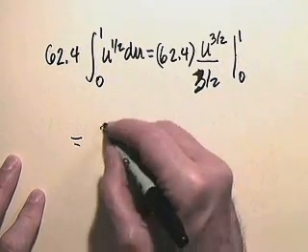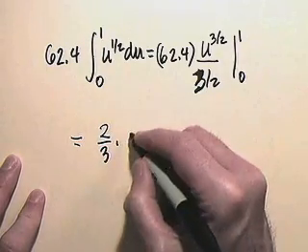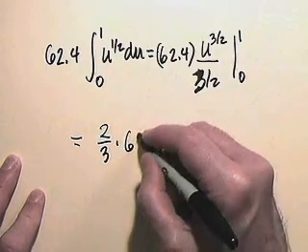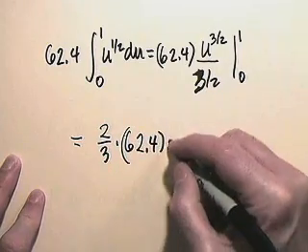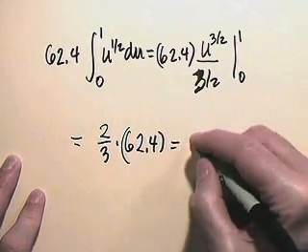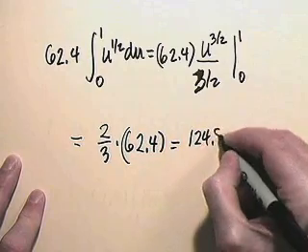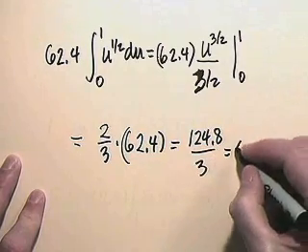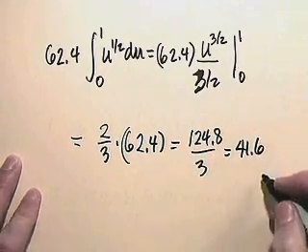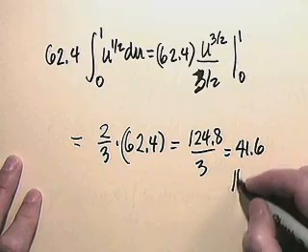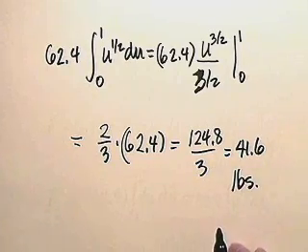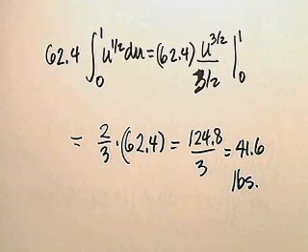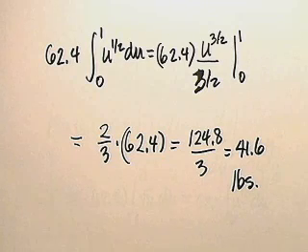And dividing by 3/2 is the same as multiplying by 2/3. So we end up with 2/3 times 62.4, which is 124.8 thirds, or 41.6. And what's our units here? Pounds. Remember our weight density for the fresh water was 62.4 pounds per cubic feet. Our distance measurements were in feet, and so consequently our units of force are in pounds.